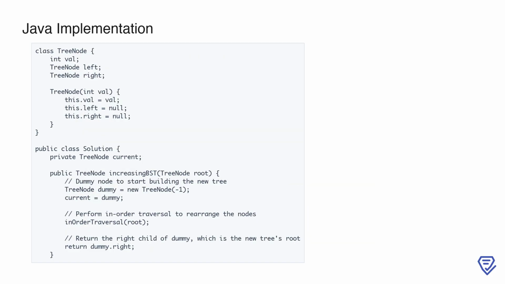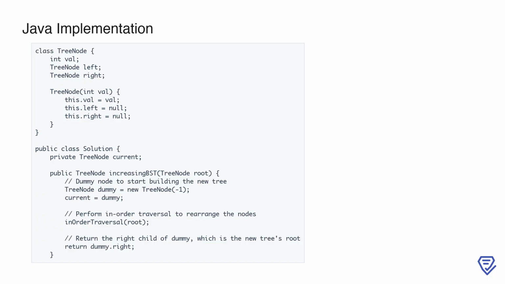Here, we are defining the structure of our binary tree using the TreeNode class. Each node has a value, a left child, and a right child. The constructor initializes these fields, with the left and right children set to null by default. Now, moving to the Solution class, we introduce the increasingBST method, which is responsible for transforming the given binary search tree into an increasing order search tree.